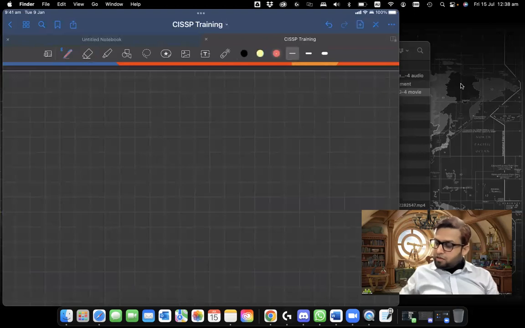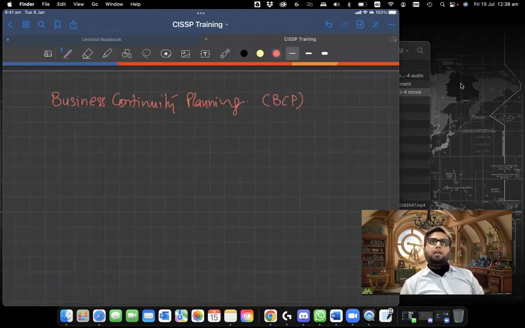This is called business continuity planning, and we refer to it as BCP, business continuity planning. Basically, business continuity planning is a subject in security and risk management, where we discuss how a business can sustain in the event of a disaster.